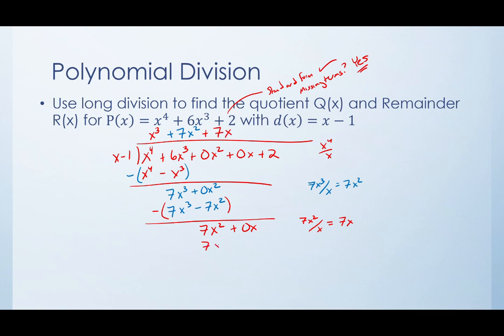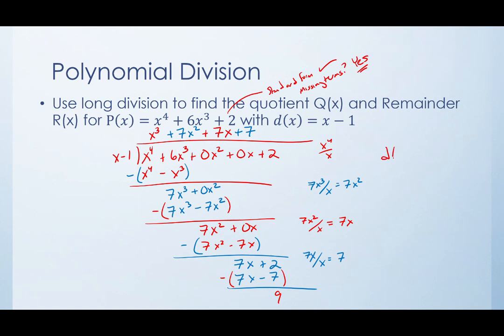So we've got 7x squared minus 7x, and we are subtracting. So the x squares will cancel. I have 0 minus negative 7, so that'll be plus. And then we're bringing down the plus 2. So 7x over x, so we get 7. So 7x minus 7, and again, subtracting. So our 7x's will cancel. 2 plus 7 is 9.